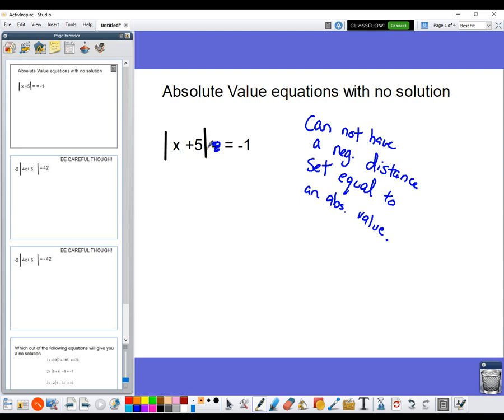So this right here, we do the same thing that we would if we were solving any absolute value. First, we need to isolate our equation. Right now, this is isolated, so I don't need to move anything. Since it's already isolated, I cannot have that negative number on the other side of the equal sign, because we cannot have a negative distance set equal to absolute value. So this equation right here is a no solution. Write that down in your notebook.